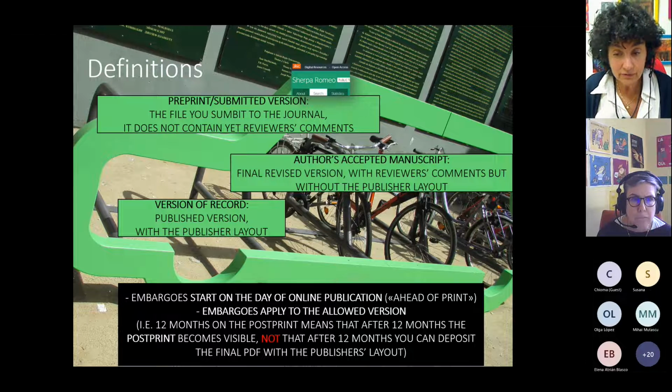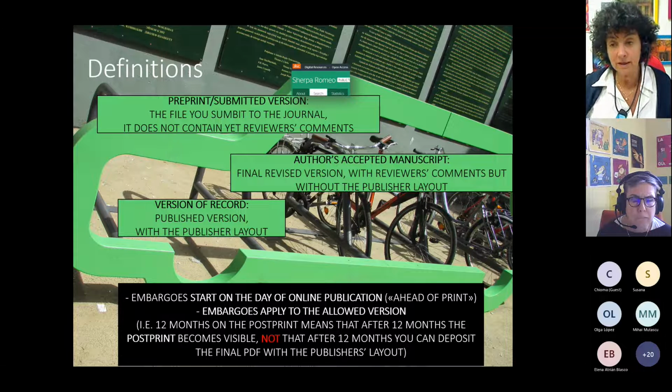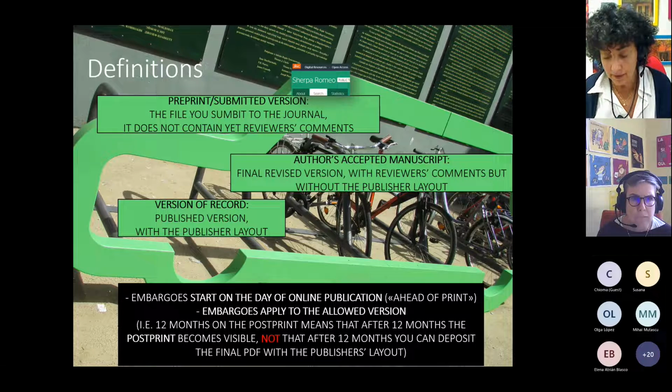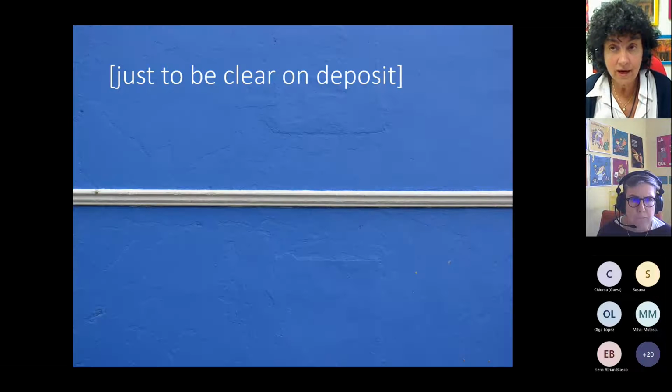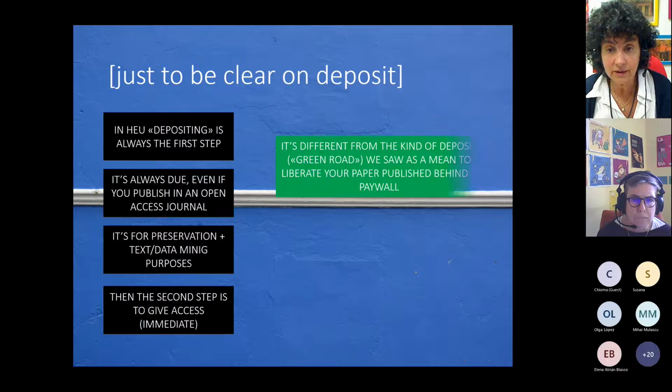It applies to the allowed version. So if the allowed version is the author's accepted manuscript with 12 months embargo, in normal life you deposit the accepted manuscript today and it will be visible after 12 months, okay? That's normal life. Why do I say normal life? Because in normal life, let's go this way, okay?